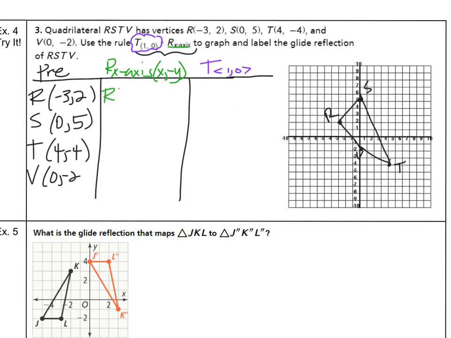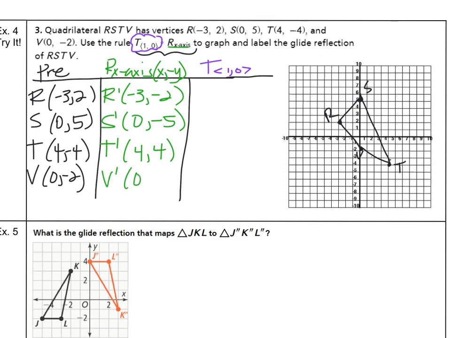That means R prime is going to be at -3, -2. S prime would be at 0, -5. T prime, 4, and then +4. And then V prime, I notice I forgot that parenthesis there. V prime would end up at 0, 2. Go ahead and plot those 4 image points, connect them, and that will be RSTV prime. And if you connect those points, your graph should look like a reflection over the x-axis.